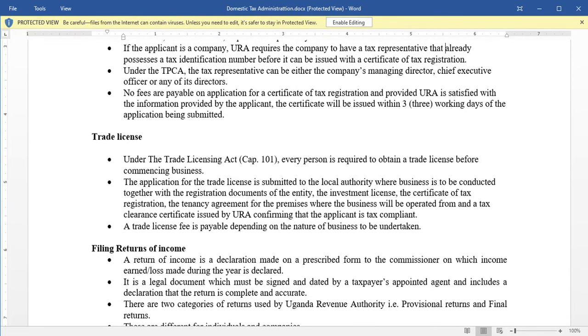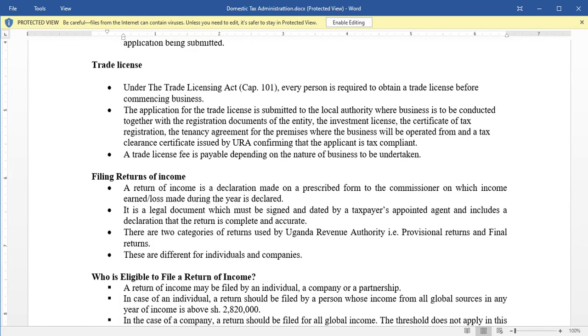Then let's look at the trade license. Under the Licensing Act, Chapter 101, every person is required to obtain a trade license before commencing business. Before you start business, however small it may be, you're supposed to have a trading license. The application for the trade license is submitted to the local authority where the business is to be conducted together with the registration documents of the entity. For example, the investment license, the certificate of tax registration, the tenancy agreement, and all that.